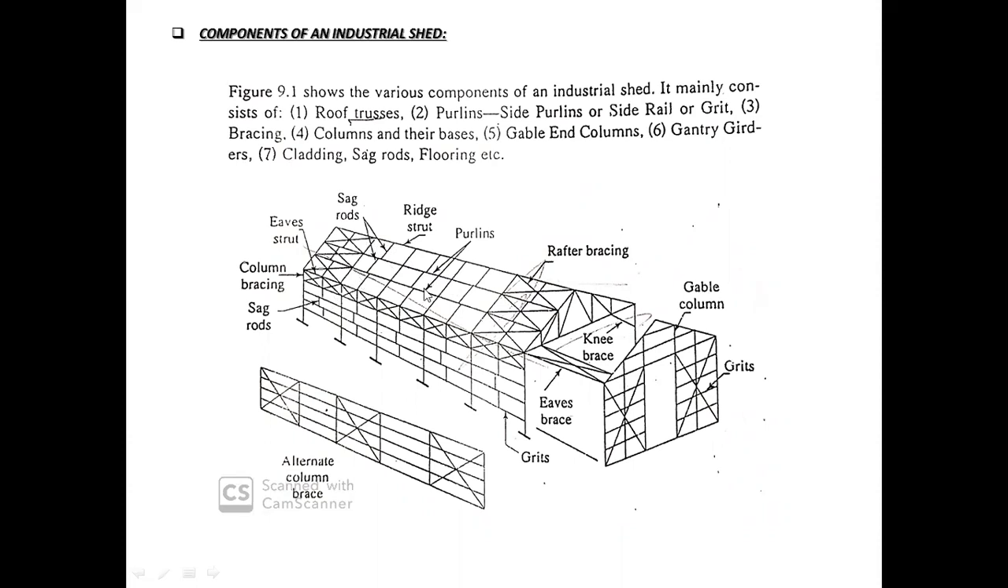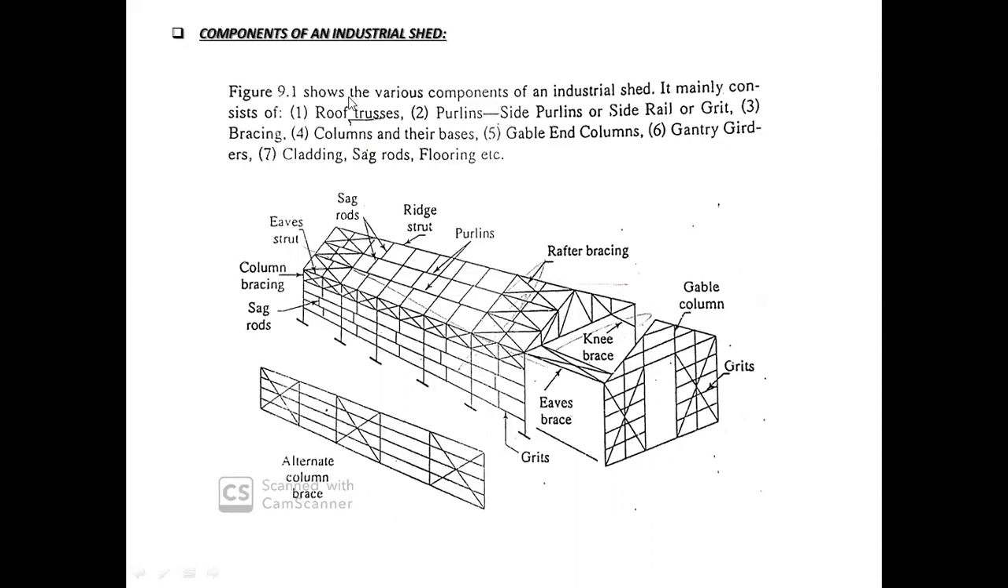Okay, then this is the eave line, this is the ridge line, these are the eave struts. This is the ridge strut. Then column bracing, these are the sag rods again, for resisting the sags here. So here is the alternate column bracing. Okay, so this is about the overview of the industrial shed.